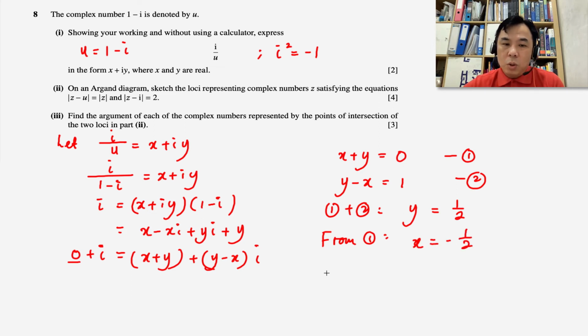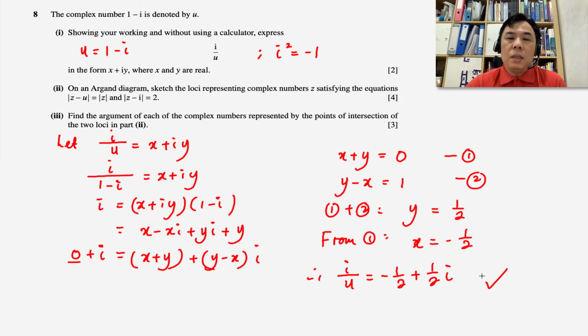And then therefore, to conclude that, we say that i divided by u can be written as x. What is my x? My x is half, and then plus my half i. And then there you have it. It's exactly the same answer as what we got from rationalization. All right, so I hope that is clear.